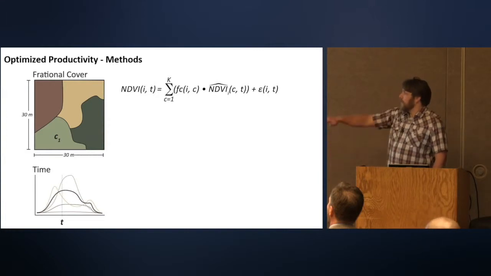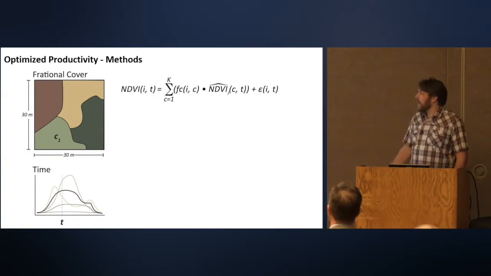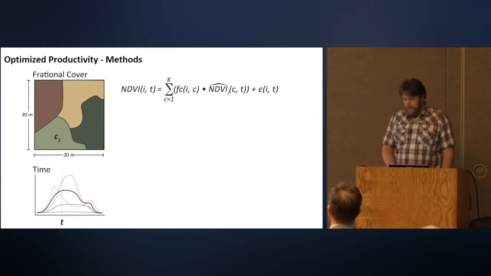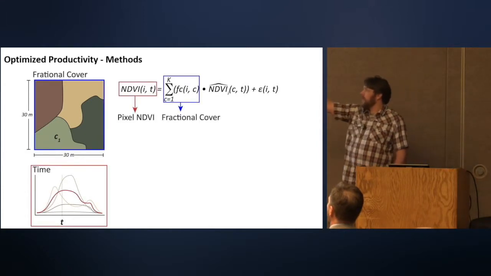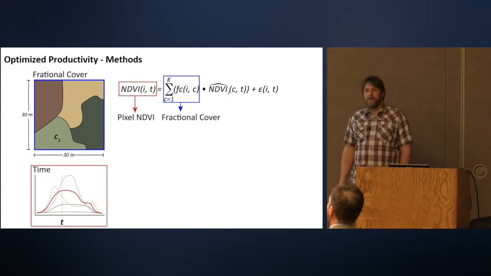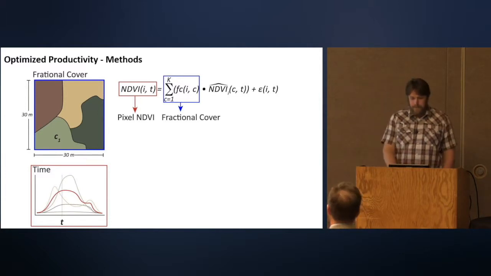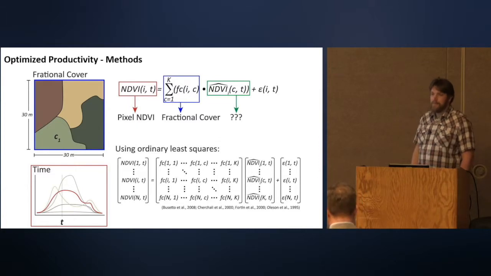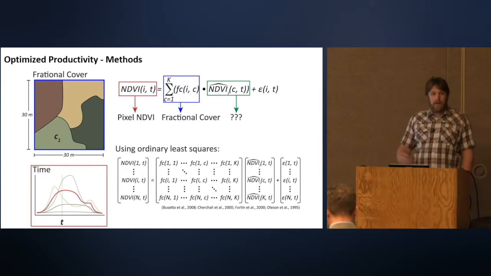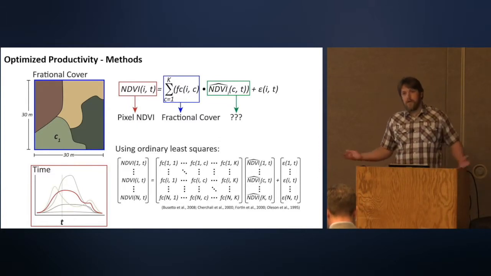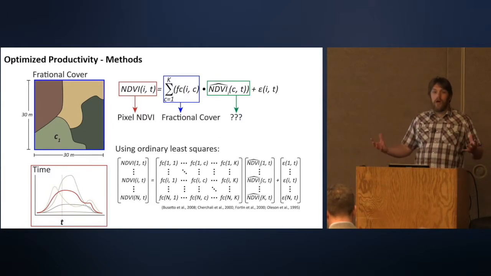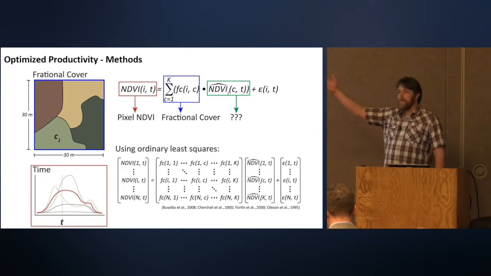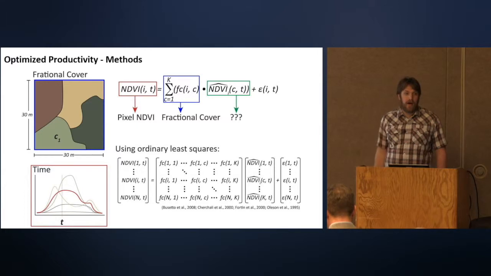If you think about it, each of those profiles is doing a different thing through time and contributing to the overall profile. We have the total pixel NDVI and the fractional cover of each component. But we don't know the NDVI of each component. Because we have the variability across space, we can build an overdetermined set of equations and use ordinary least squares to solve for what value of NDVI for each of those land cover types minimizes the error.